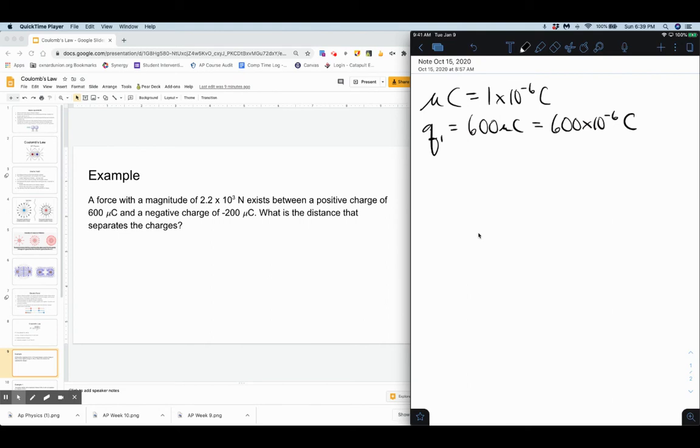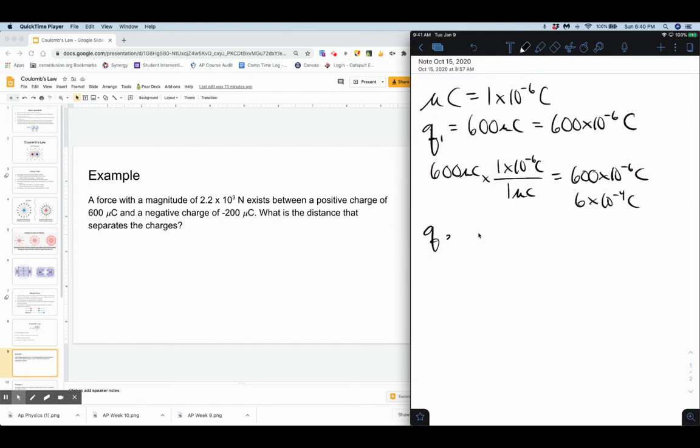Now, if you want to see how that actually works, we have 600 microcoulombs, and then we use our conversion factor. In 1 microcoulomb, there is 1 times 10 to the negative 6 coulombs. That microcoulomb is very, very small, so that's why we get such a small number for our coulombs. So this turns out to be 600 times 10 to the negative 6 coulombs, or if you do this in your calculator, you'll get 6 times 10 to the negative 4th coulombs. That's the same number, but 6 times 10 to the negative 4th is more accurate scientific notation. So there's our first charge.